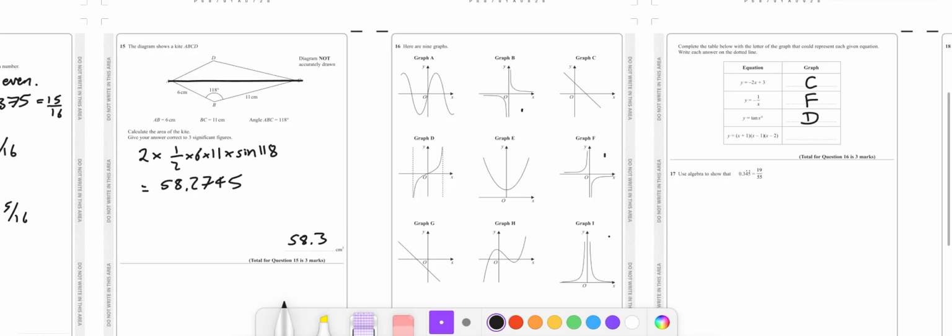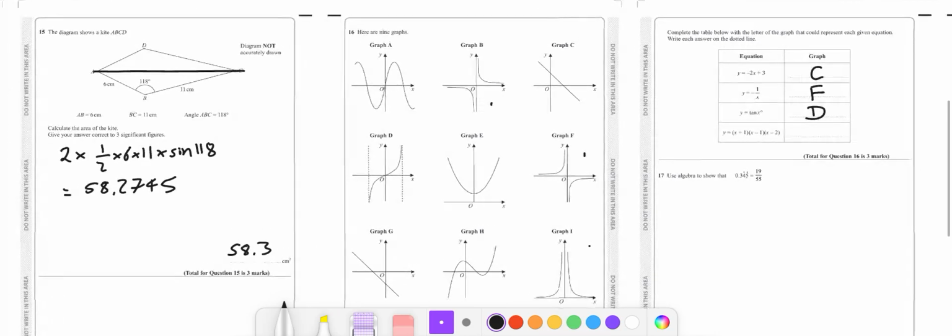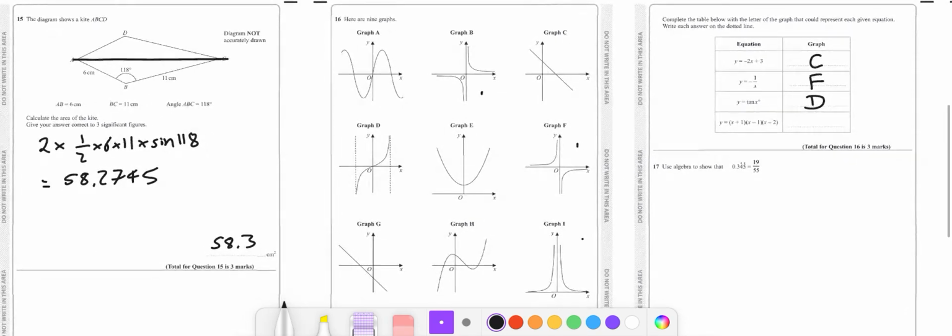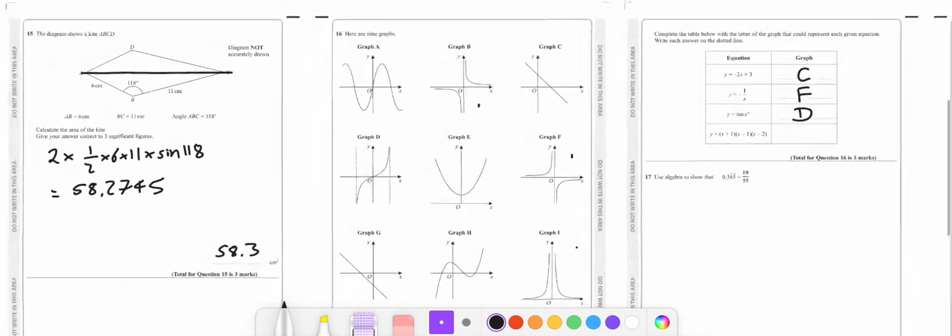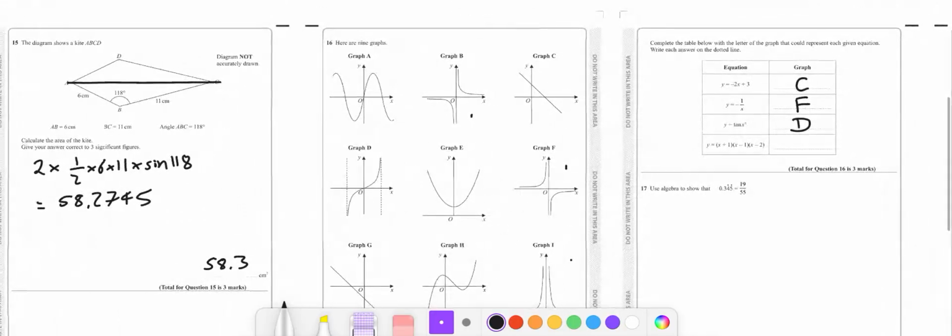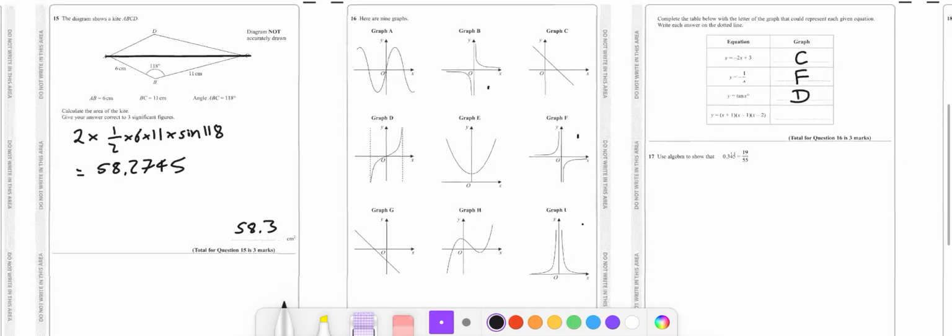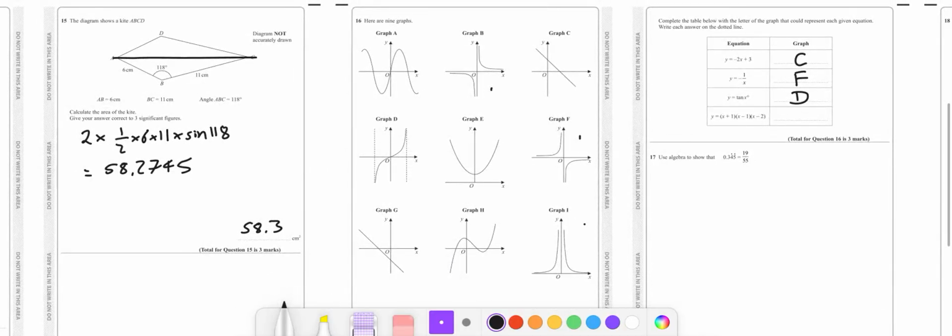Like that, you can put in 0. Tan of 0 is 0. It goes like that, and then this last one, this crosses the x-axis in 3 places, minus 1, plus 1 and plus 2. So the only one that's true of is graph H.